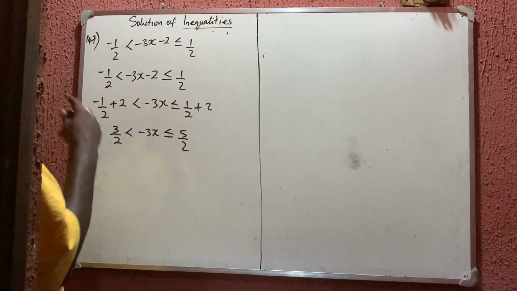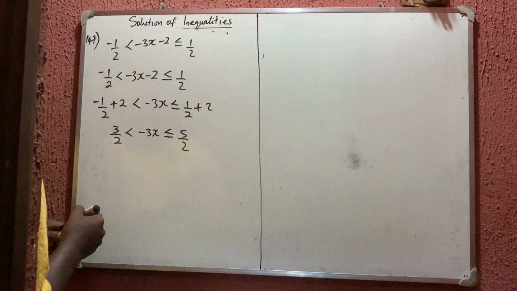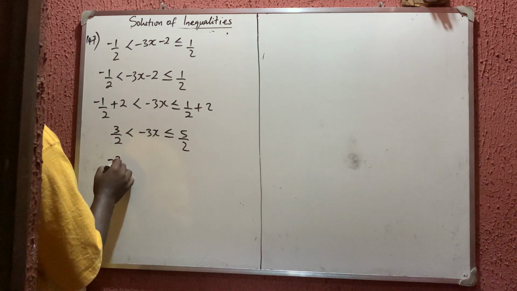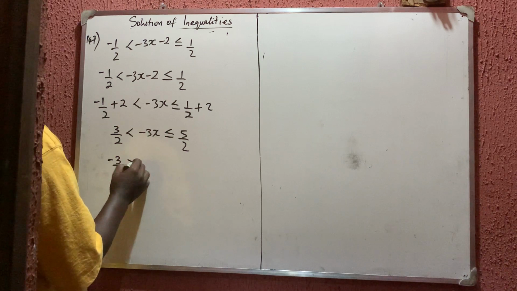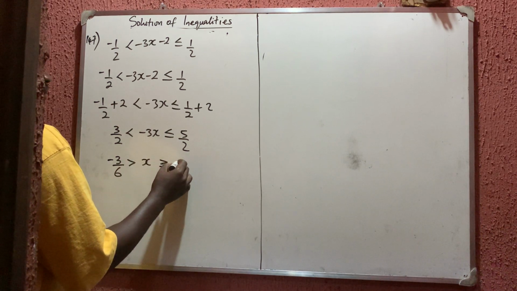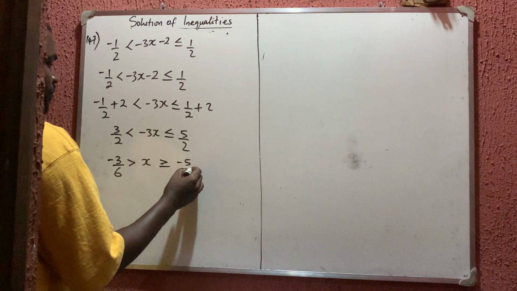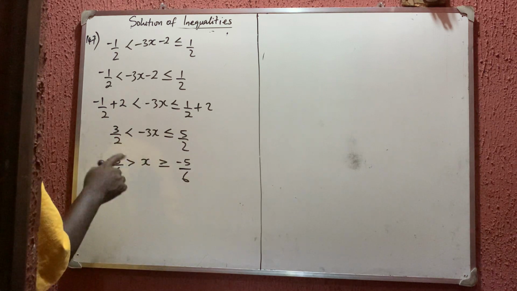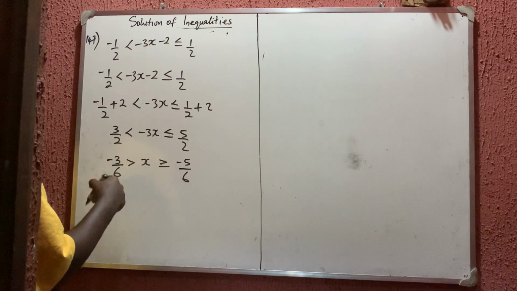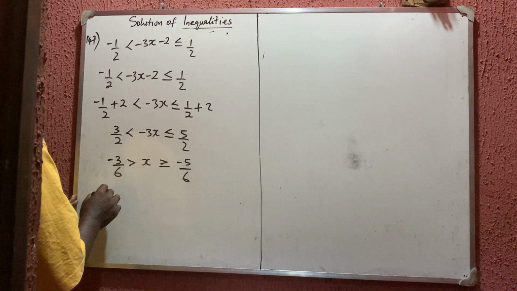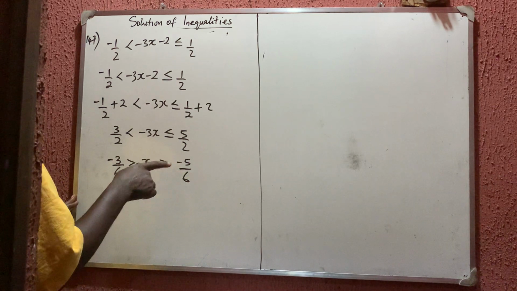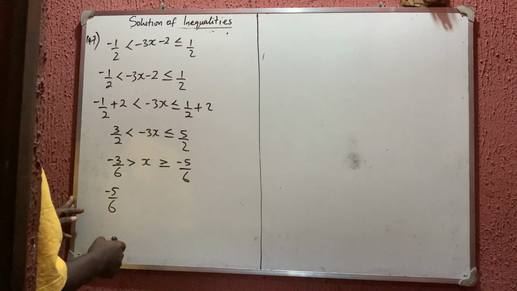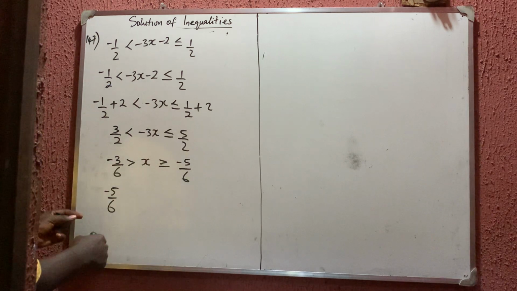Dividing everybody by minus 3, I'm going to have minus 3 over 6 is greater than x, which is greater than or equal to minus 5 over 6. Yes, this is how it's supposed to be. So what do I have now? Let me start from this side. So it means that minus 5 over 6. That's where I made a mistake. I ignored the minus in the other one. So that's the only mistake there. And even with the mistake, if the minus was there, then the statement would have been a correct one.